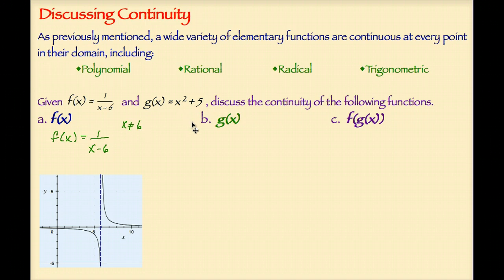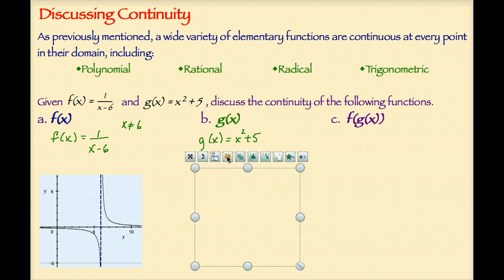Now let's look at letter B, which asks us to discuss the continuity of g(x). g(x) is a polynomial function, x squared plus 5. We know that a polynomial is continuous everywhere on its domain. Well, a polynomial function is defined at all real numbers, so we would believe that this function is continuous on its entire domain. Of course it is, but let's take a look at the graph to verify our results.